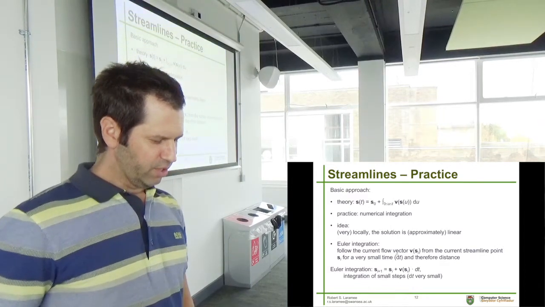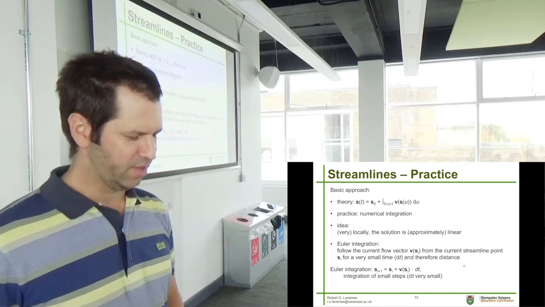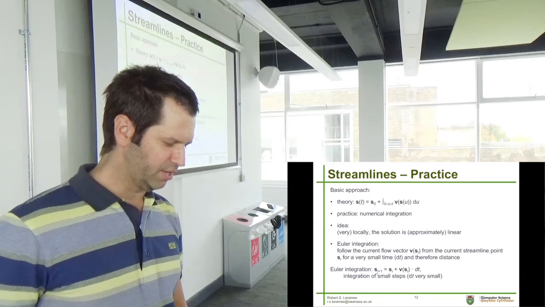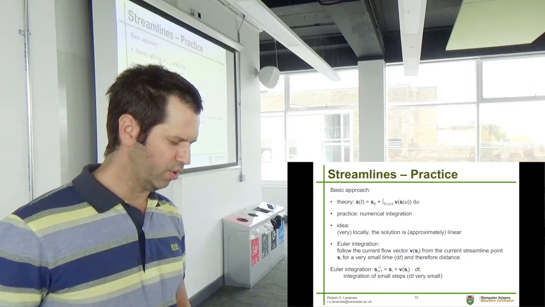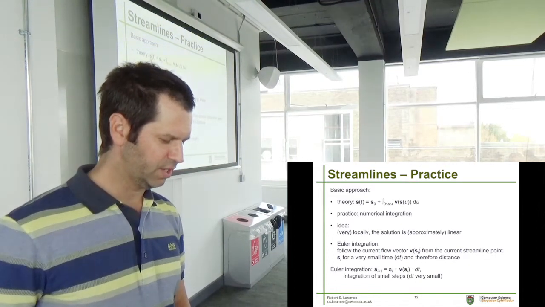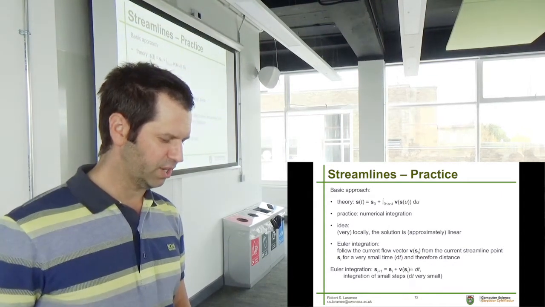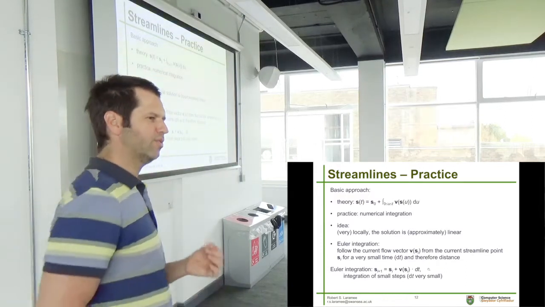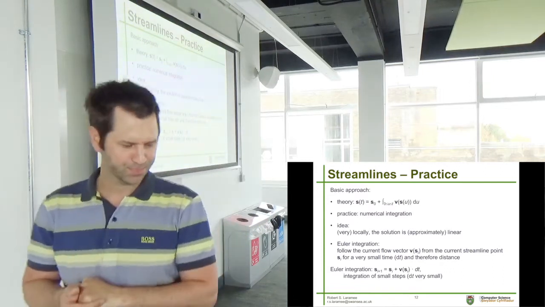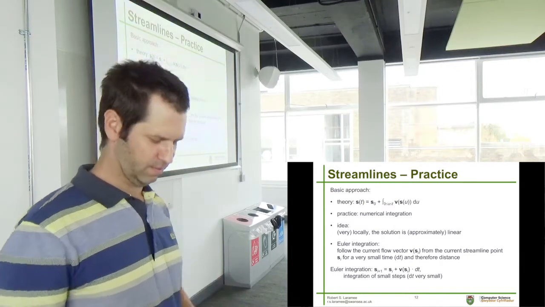So evaluate the flow vector from its current streamline point for a small amount of time and therefore distance. To compute points along a streamline, so this is the next point on a streamline, I take the current position, I evaluate the velocity at that current position, and I multiply it by a very small amount of time and distance, so it gets pushed to the next point. And that's called Euler integration.